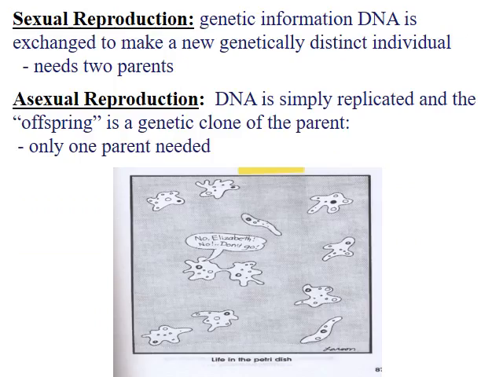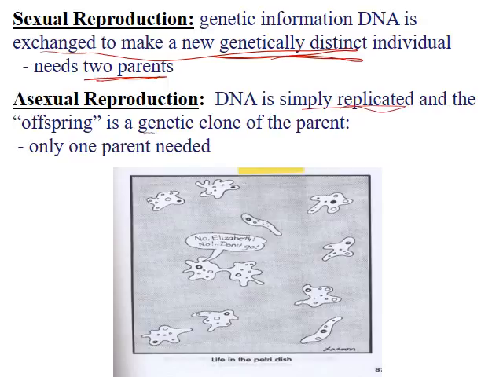And the last two terms you've got to make sure you are clear on for classification are sexual reproduction and asexual reproduction. Sexual reproduction means that the genetic information in DNA is exchanged between two partners to make a genetically distinct individual. In other words, you have to have two parents. Whereas asexual reproduction is more akin to cloning, and it usually only applies to the prokaryotes who are unicellular. So a simple single-celled bacterium that just replicates.